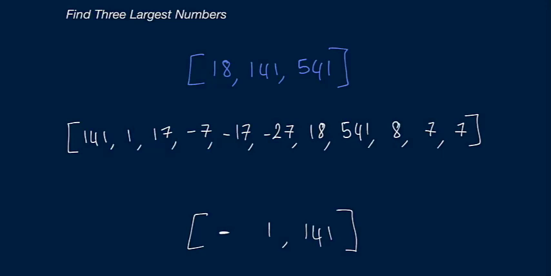And then we've got the third number in the array, which is 17. So we're going to compare 17 to the largest number that we have. 17 is smaller than 141. So we compare it to the second largest number that we have. And here, 17 is greater than 1.